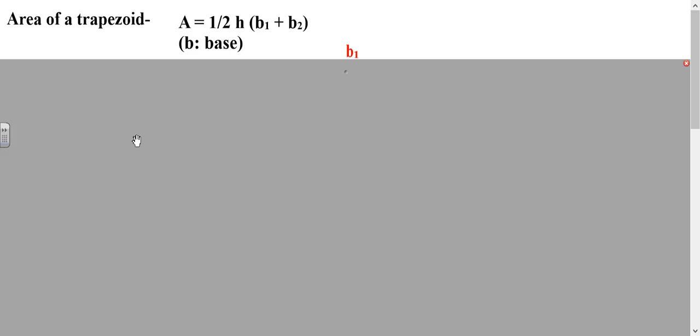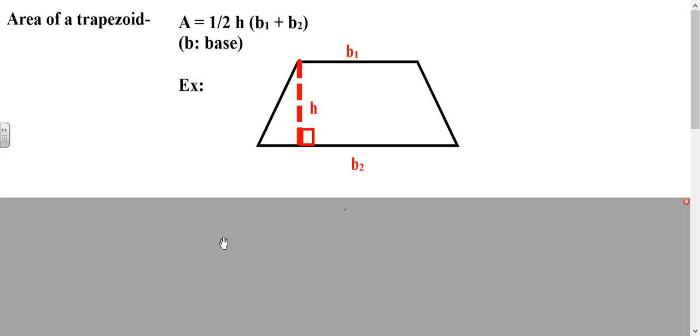and doing the examples. So for area of a trapezoid, the formula is 1/2 times the height times base 1 plus base 2. And so B stands for the base. Now on a trapezoid, the bases are the parallel sides. So that's how you can tell which ones are the bases. The height is represented usually by a dotted line that is perpendicular to the bases. So because we have this right angle right here, we know that this is the height because it is perpendicular to the two bases.